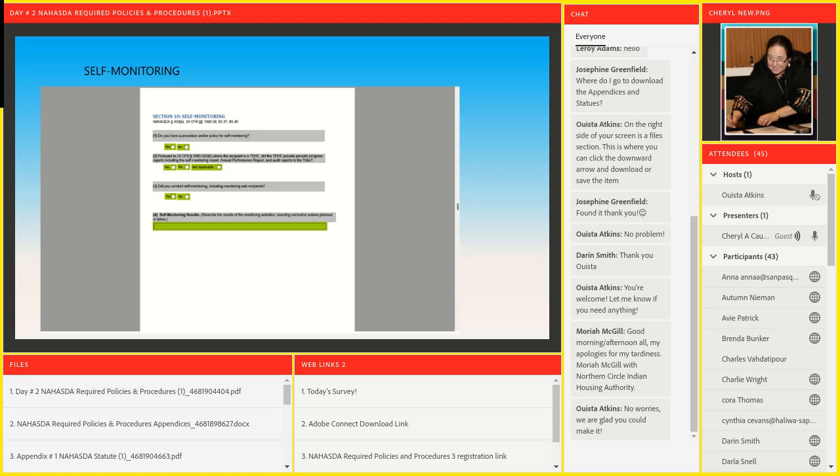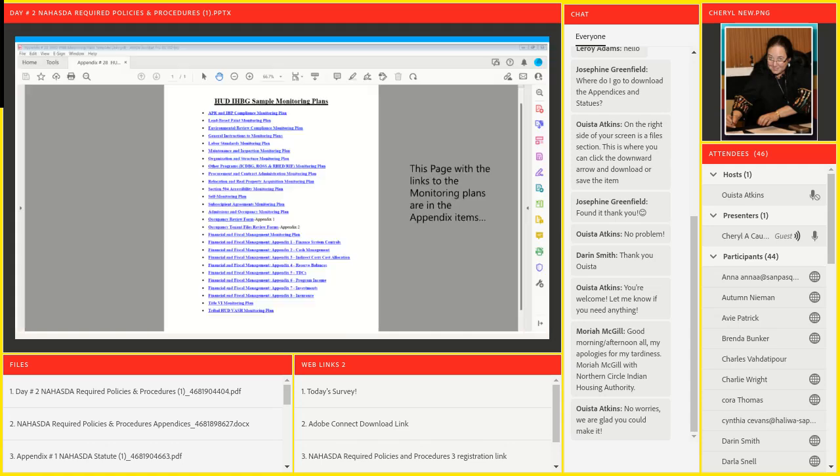So that's all supposed to be done and completed prior to your board approval, prior to your comment period, prior to when that APR is due. So you've got to backtrack in the calendar to make sure you hit those deadlines. This page has actual links to monitoring plans, okay? If nothing else, use this.